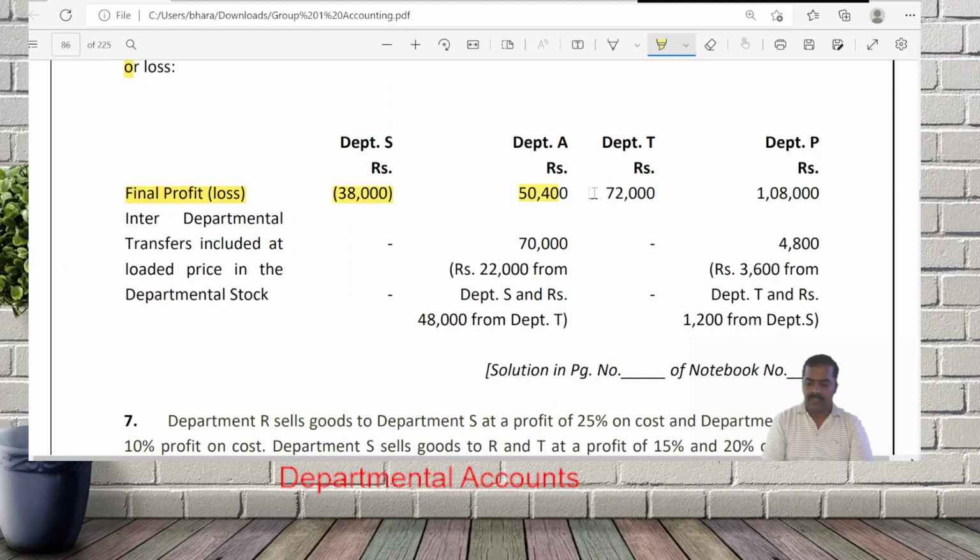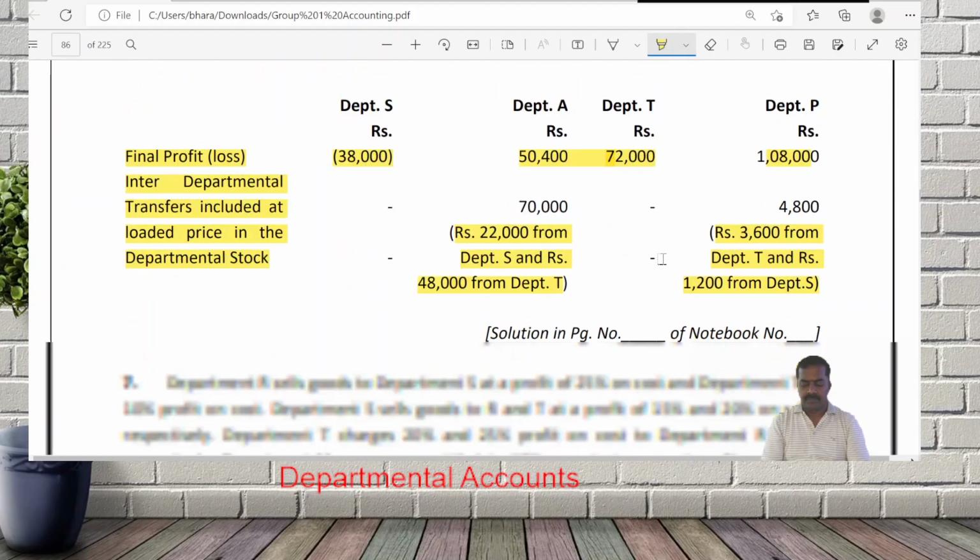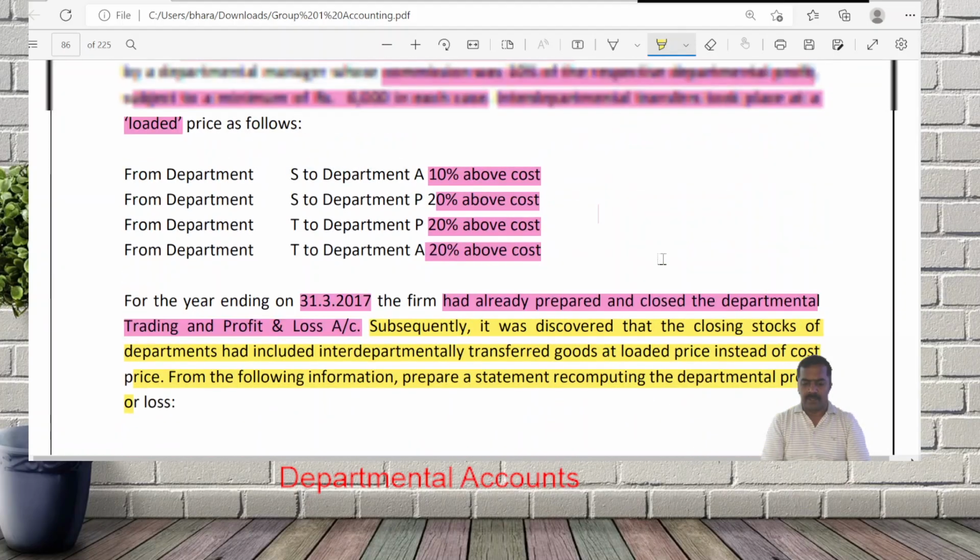What have they given? 38,000, 50,400, then 72,000, then 10,000, 1,08,000 is given. Interdepartmental transfers at what price? Loaded price is given: 22,000 from S, 48,000 from T, 3,600 from T and 2,200 from S. What are they expecting in this problem?